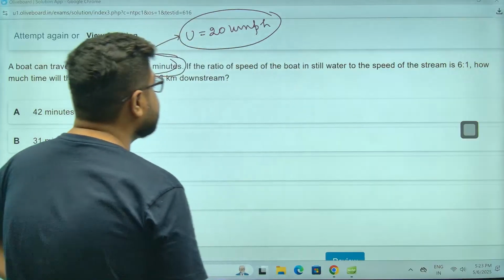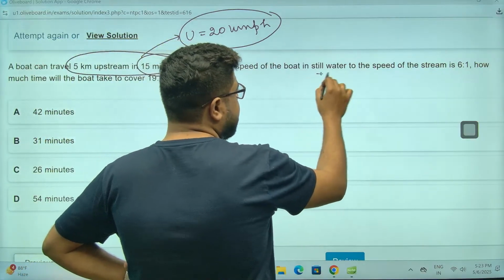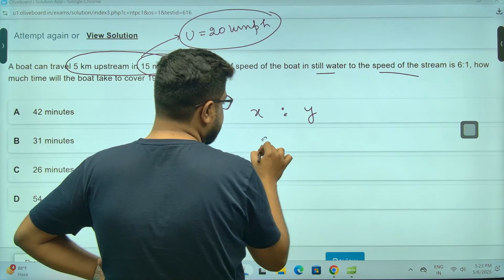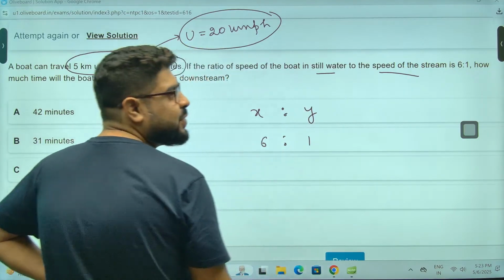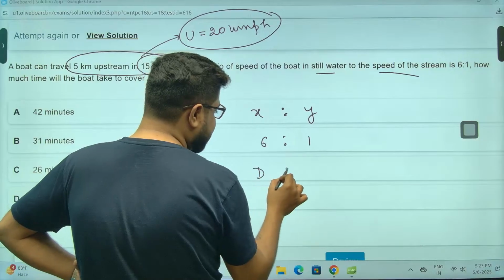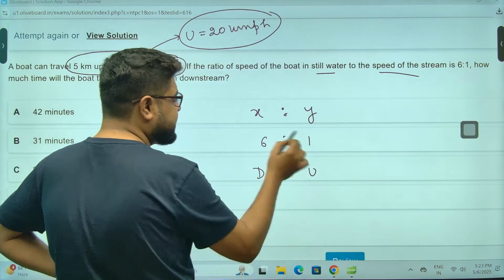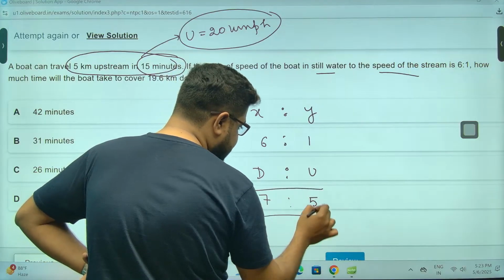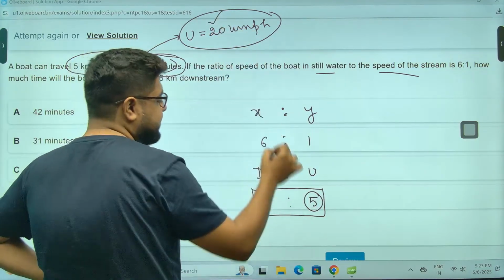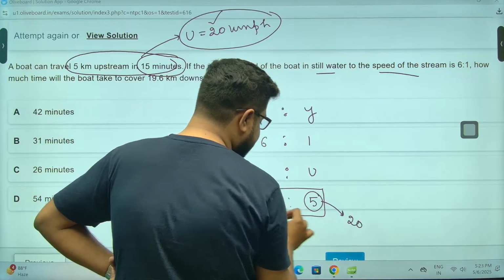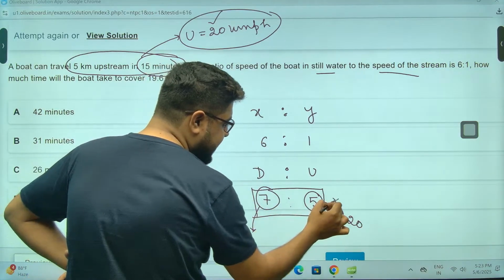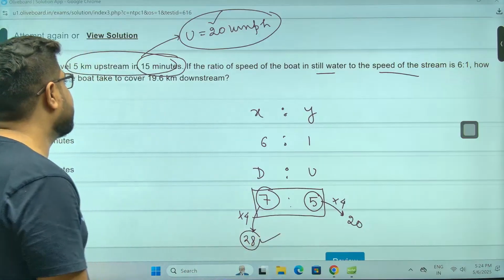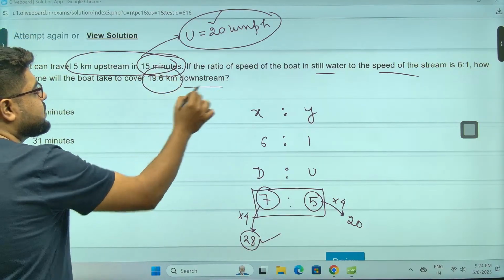Done? Done. The ratio of the speeds, X and Y, is given as 6:1. So the ratio of downstream speed to upstream speed is X plus Y to X minus Y, that is 7 to 5. These 5 parts are given as 20. So what will 7 parts be? It is multiplied by 4, so it is 28.